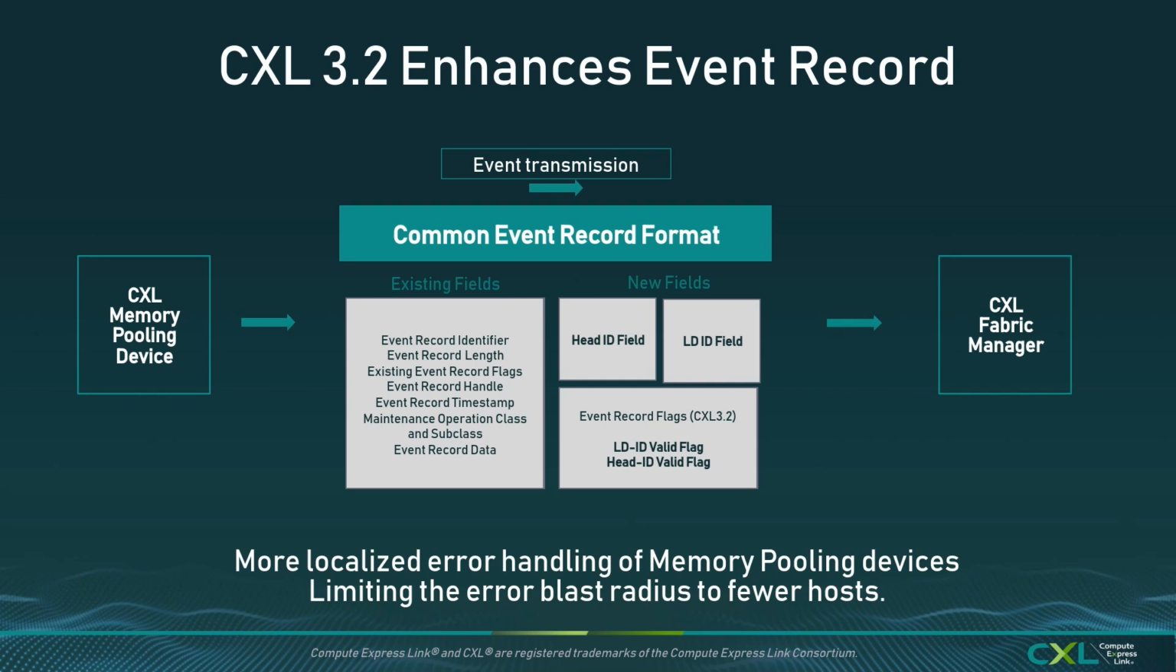So if there's an uncorrectable or fatal error in the memory pooling device, the blast radius of that is reduced to maybe one host or maybe a couple of hosts, not all of them. So again, some of these things go hand in hand with the enhancements that we talked about for memory pooling. But I think this intercepted a little bit later than some of the other ones.